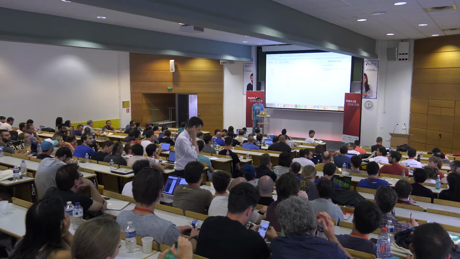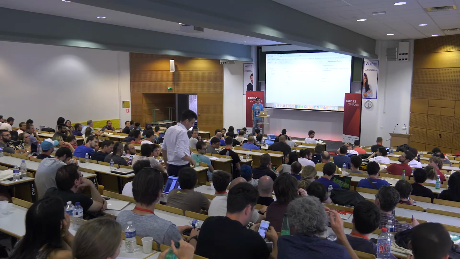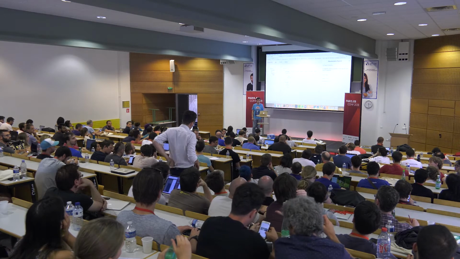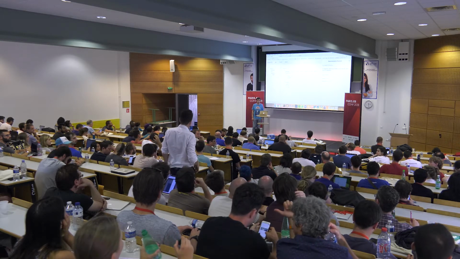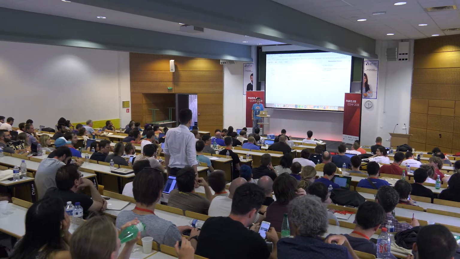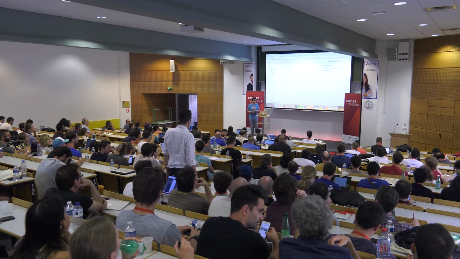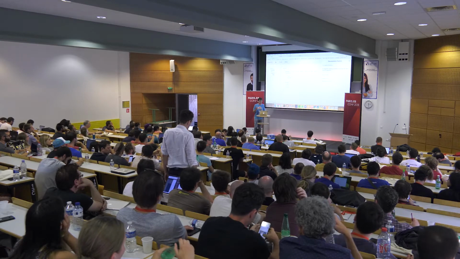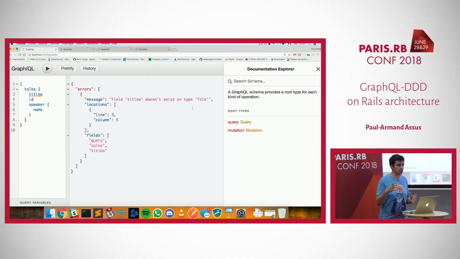Hi, thank you for your talk. I wonder, how do you deal with filtering data on a request level? So let's say you want to get talks which have Ruby in the title. You can easily add arguments to queries.